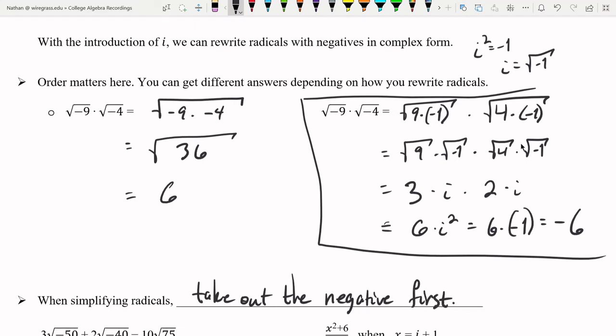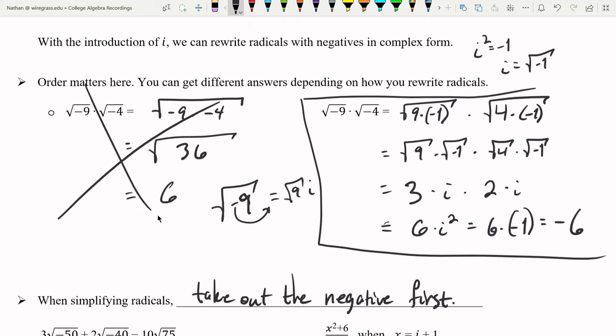And this process I did here, I was just showing you why we can do this, but really it's a lot easier. If I had the square root of negative 9, I can rewrite this by just taking the negative out as an i. So it becomes the square root of 9 times i. So that's always the first thing you're going to do. Do not do this method. It will always be incorrect.